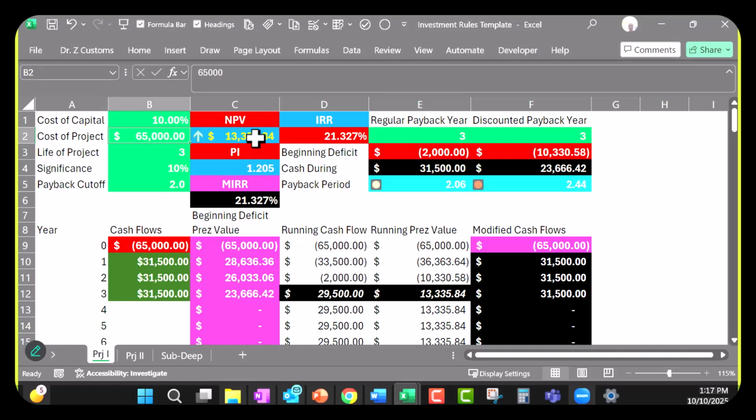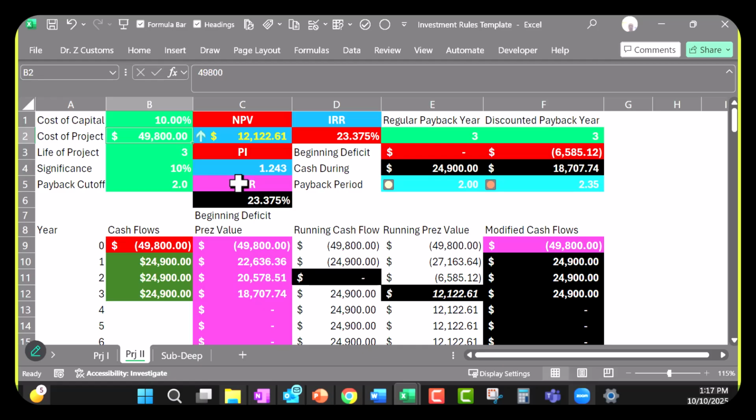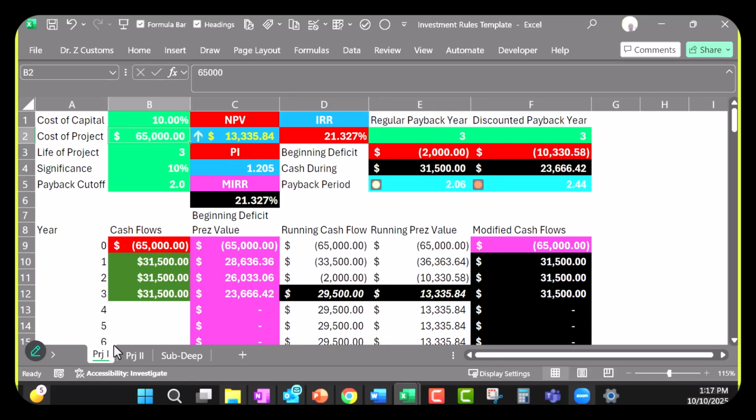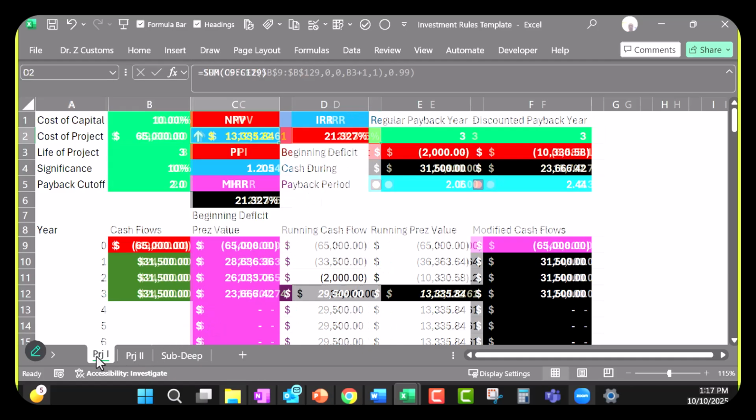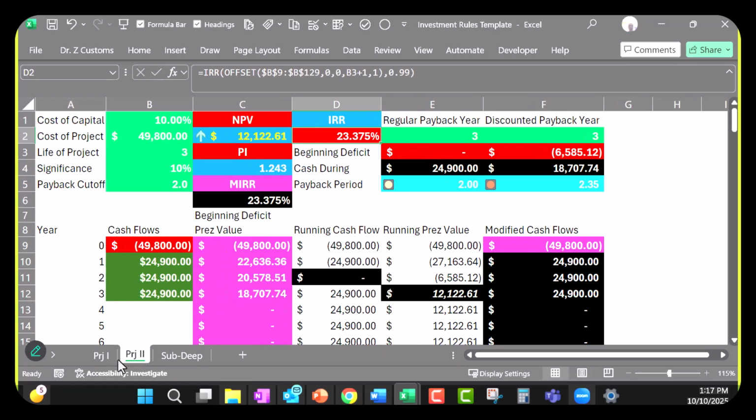NPV of project 1 is 13.3 or so. Project 2 is slightly over 12,000. Obviously, if you choose the project with a higher NPV, that means the NPV rule tells us to pick project 1, but the PI rule tells us to pick project 2. In fact, it doesn't ask, but even IRR says pick project 2.